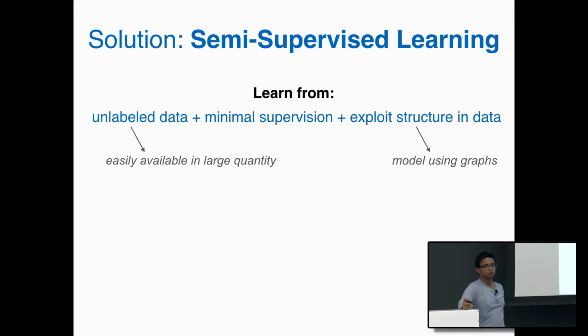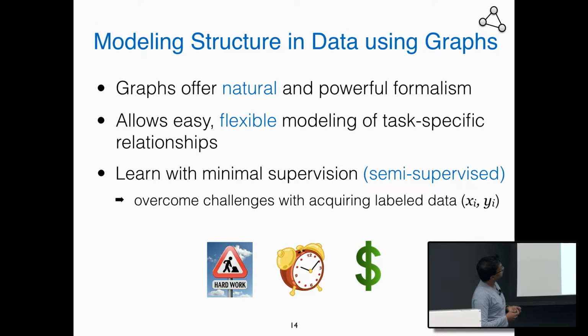So in semi-supervised learning, what we do is, as I said, take the unlabeled data, which is plentifully available, and the minimal supervision, which is the annotated data that you have, which might be curated by in-house or domain experts, and try to exploit that structure. One way to exploit that structure is to use graph representations. And this allows us to do a number of things.